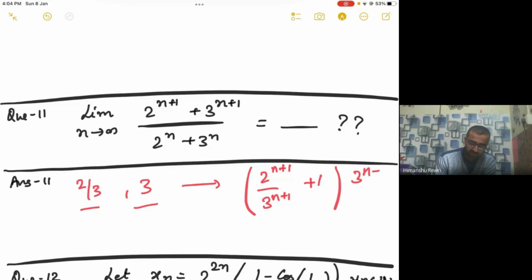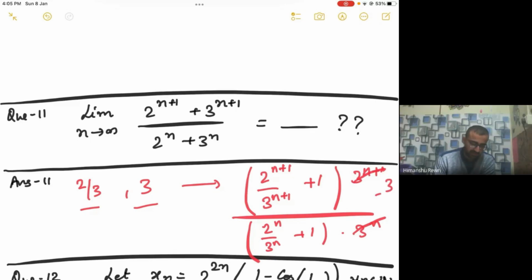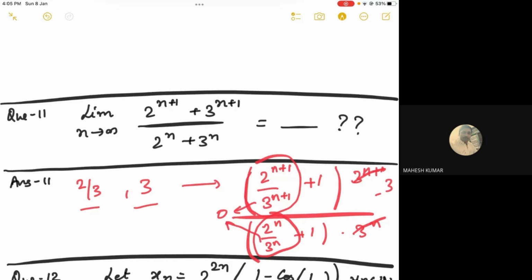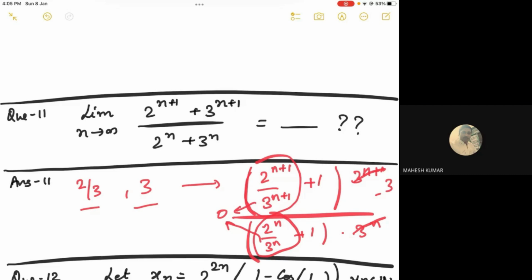So 3 raised to the power n plus 1 we are taking out from the first part, and from the second part also we are taking 3 raised to the power n. So it will cancel, it will come 3 only. And this is a geometric series. Similarly the down part also. So it will go to 0 when n tends to infinity. So the limit will come out to be 3.